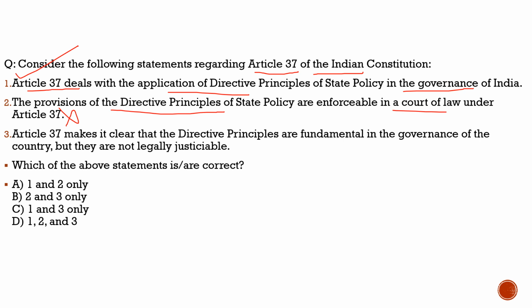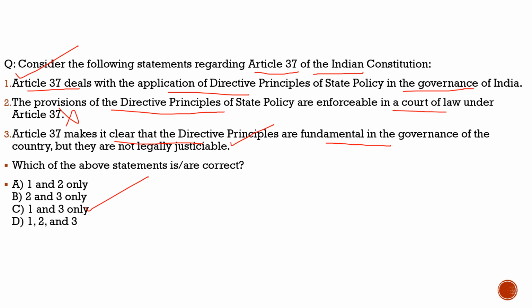Third statement, Article 37 makes it clear that the directive principles are fundamental in the governance of the country, but they are not legally justiciable. 100% correct. By solving this question, I hope you have got the basic idea about Article 37, which you should know. So the correct statements are statement 1 and statement 3 only, and from the code given below, the correct code would be option C.